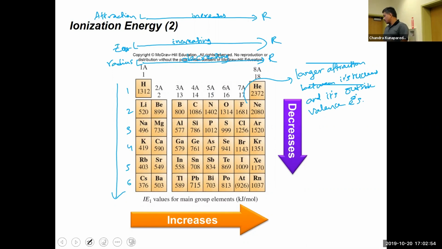So in a group here, let me use a laser pointer. In group 1, look at these ionization energy values. Hydrogen has about 1300, but by lithium you only have about 500, and it is getting smaller and smaller and smaller.